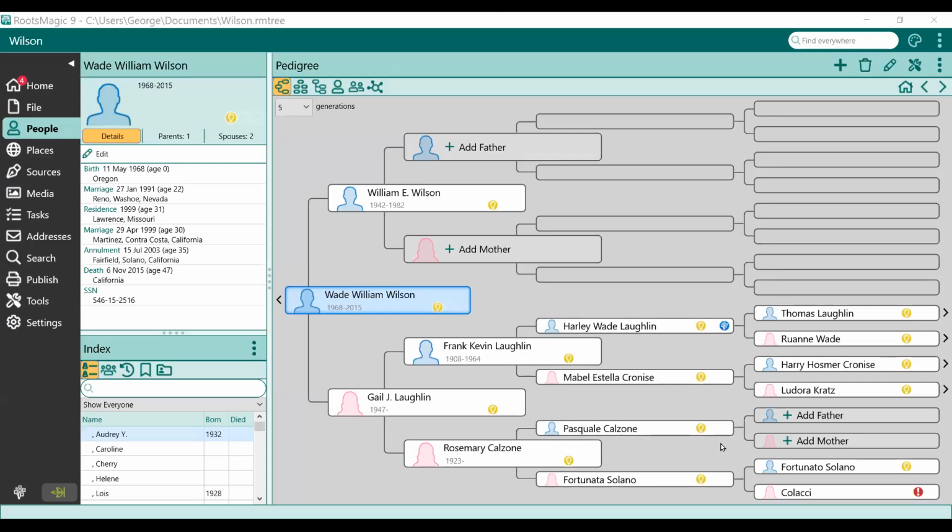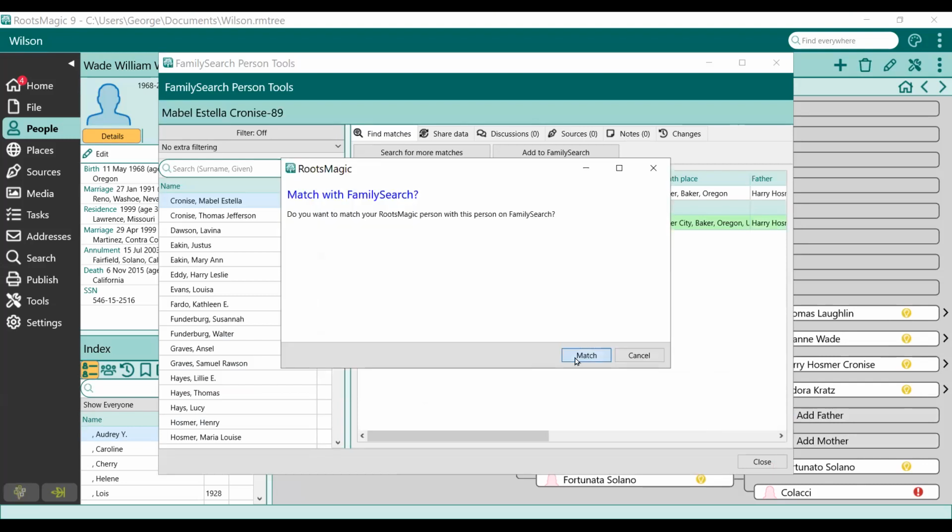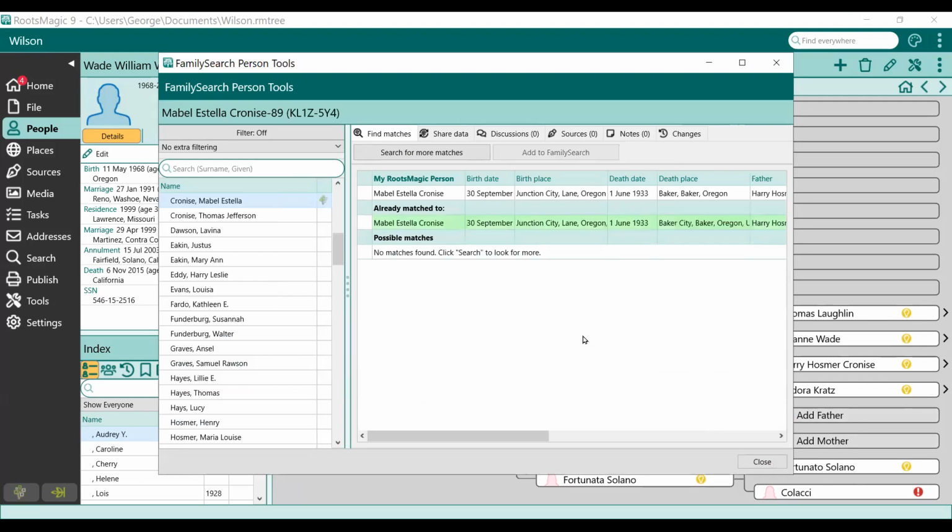RootsMagic. So this is RootsMagic. We're still looking at the same family. Okay, and the little blue thing here says I've already matched Harley. If I go to Mabel, she's not matched. So if I clicked on this, it will look for a possible match to Mabel. Yep, there's one. Looks good to me. So I'm going to click that and say match them. So I now have Mabel matched. If you want to be matched with the FamilySearch family tree, you do have to go through this process for individuals you want to match.